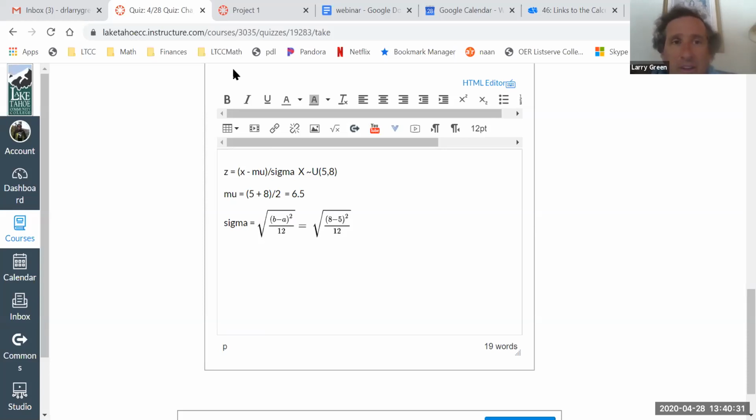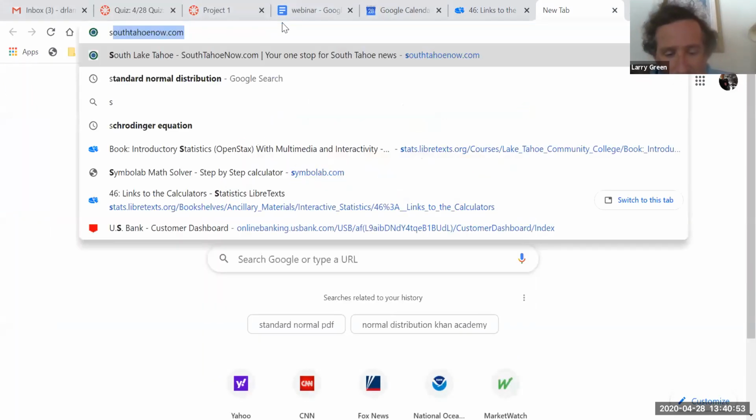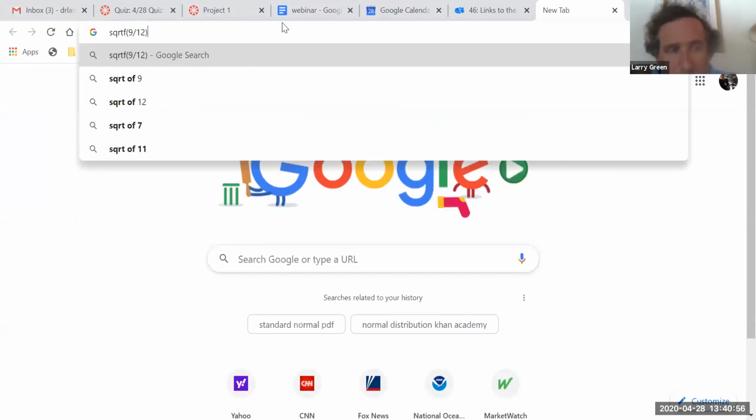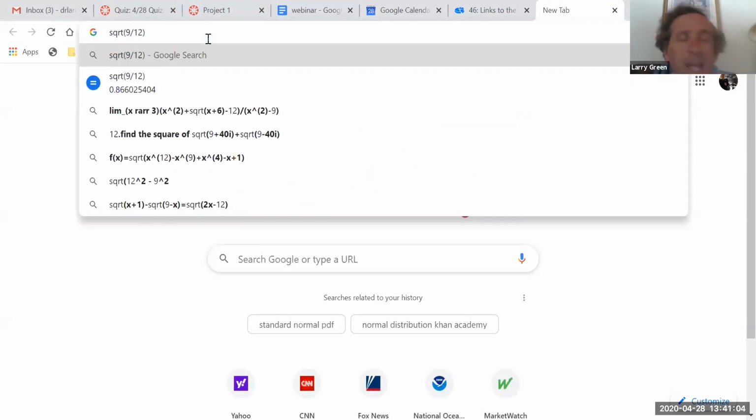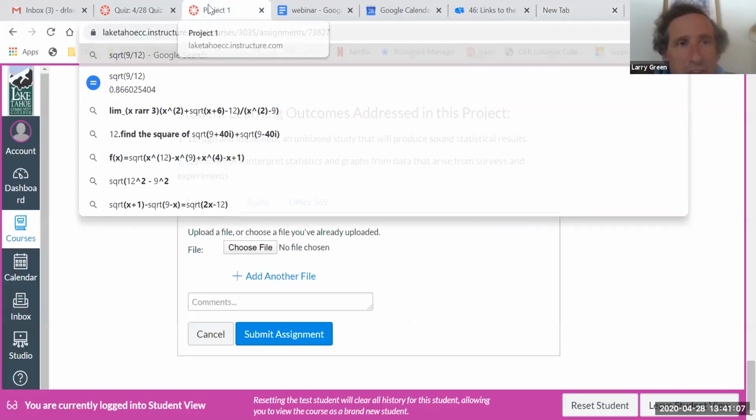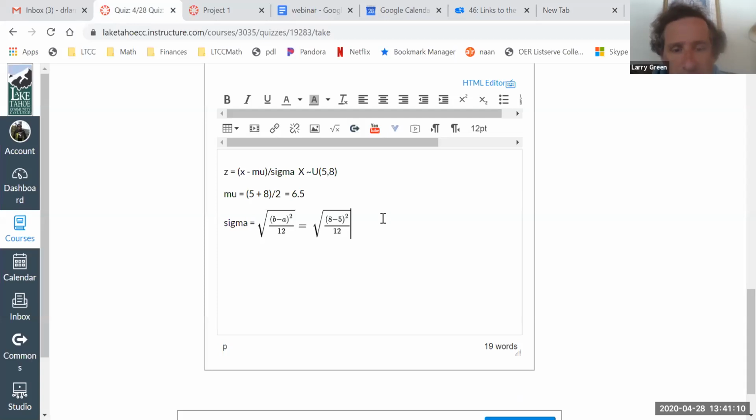Okay, now I don't expect you to do that in your head. I'm going to do 8 minus 5 in my head. 8 minus 5 is 3. I can do that. It's less typing if you do that. And 3 squared is 9. So it's the square root of 9 over 12. Then it's going to type SQRT of 9 over 12. There we go. And that's 0.866. It's also root 3 over 2. So that's 0.